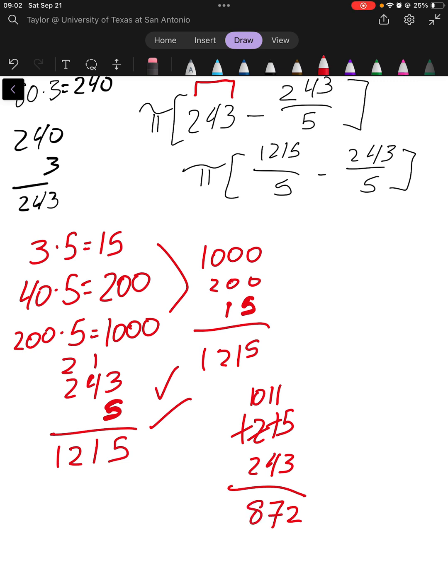And I'm going to verify really quick with my calculator. 1215 minus 243. Whoops. One second. I was off by 100. Nine, giving me 972. Oops, I'll do that in black. 972 over 5 times pi.